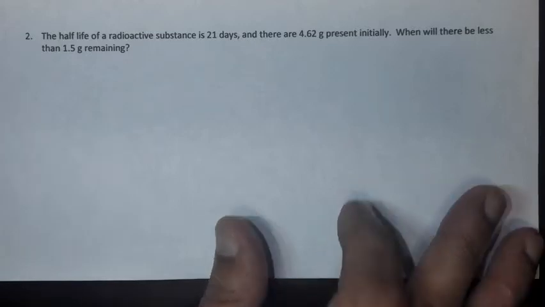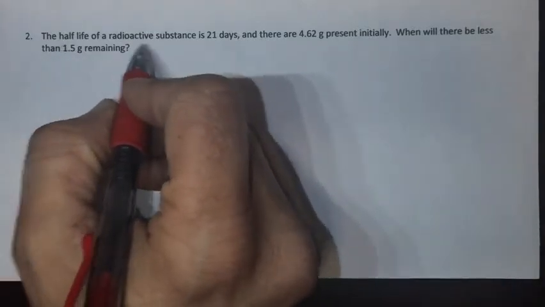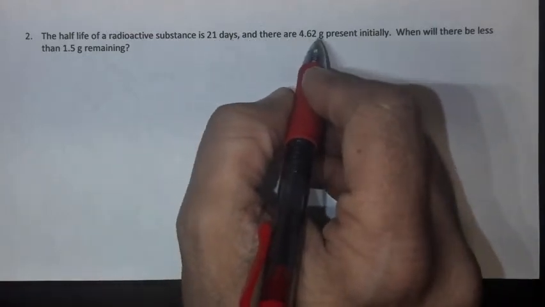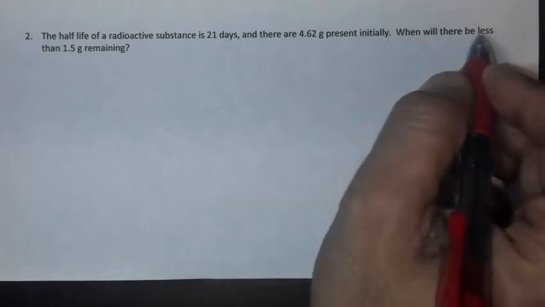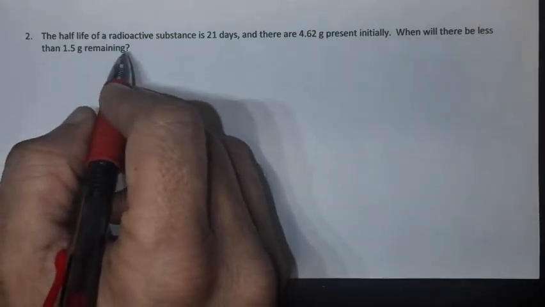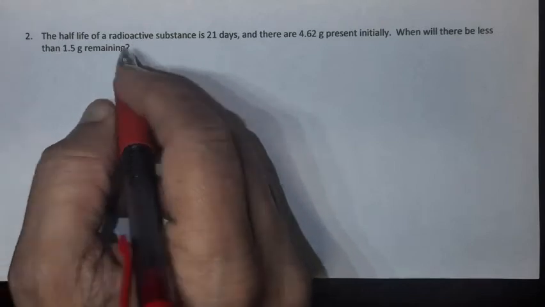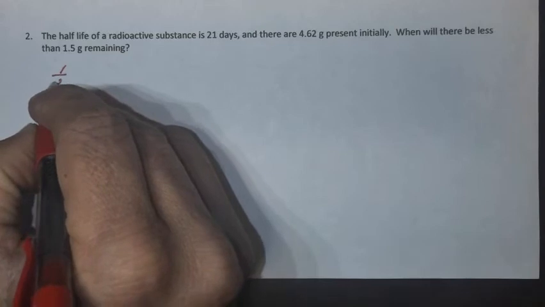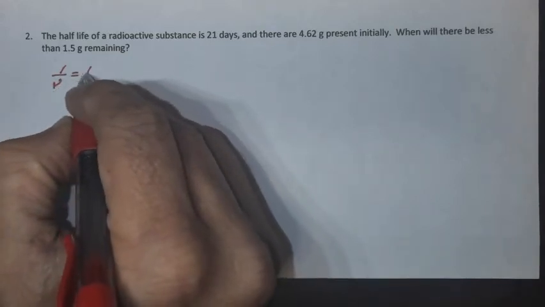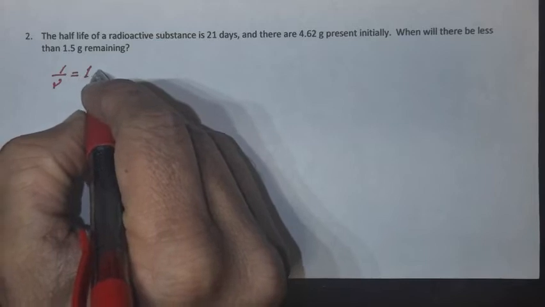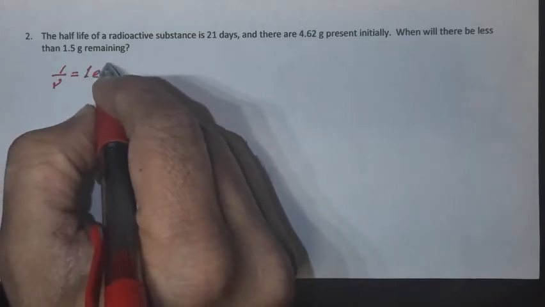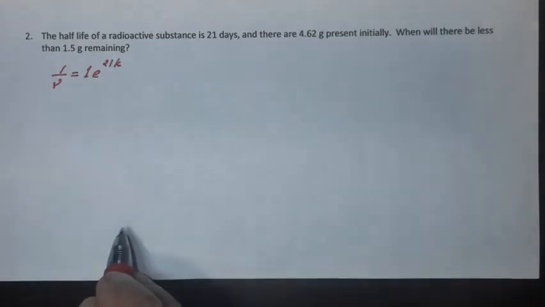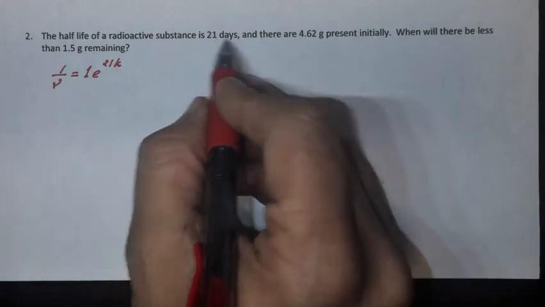Here's another question about the half-life. The half-life of a radioactive substance is 21 days, and there are 4.62 grams present initially. When will there be less than 1.5 grams remaining? To start with, we can just set up the equation. 1/2 is equal to 1 times e to the power of kt, which is 21k. We know t is 21 days.